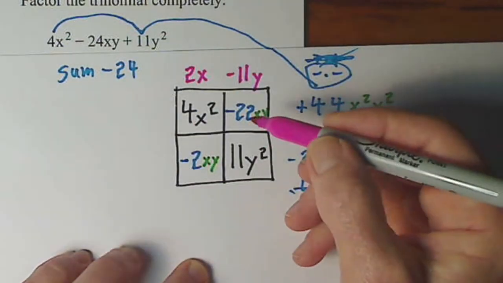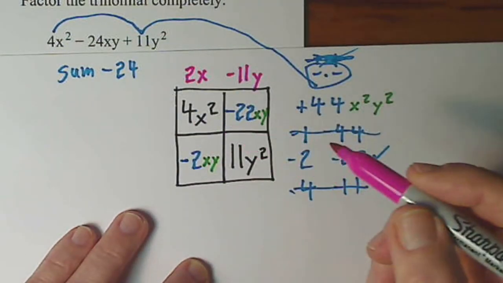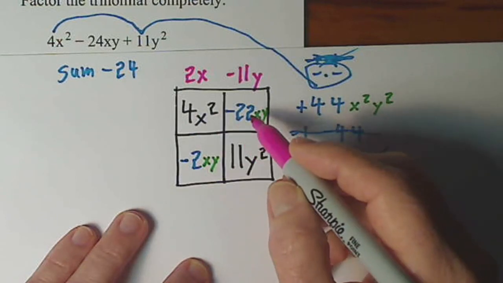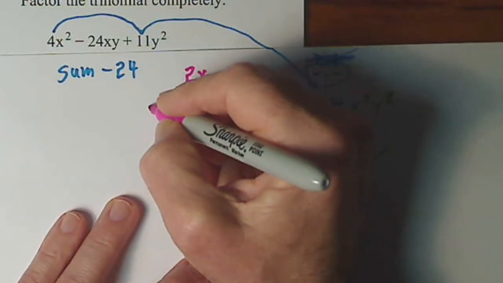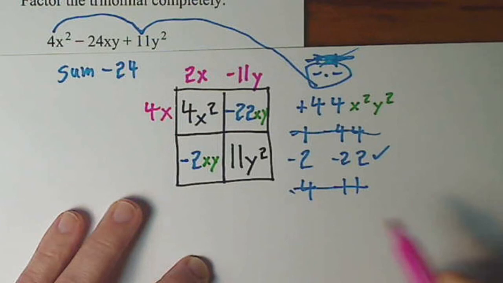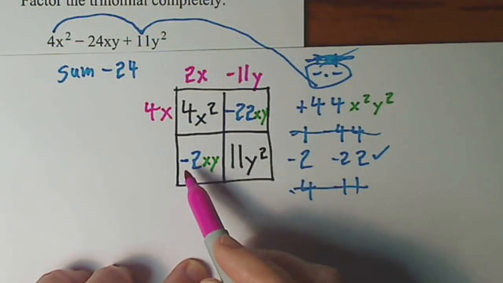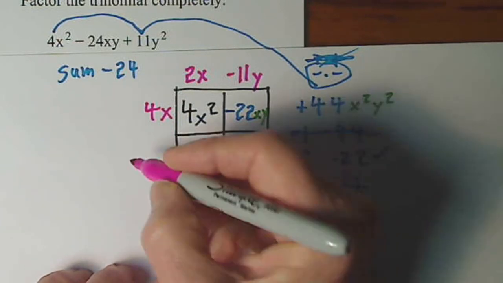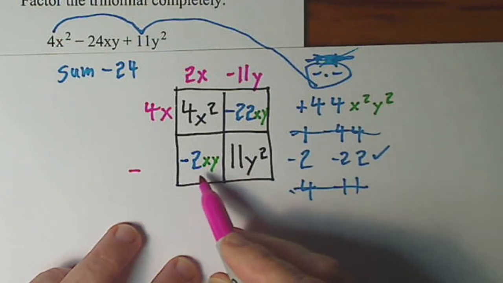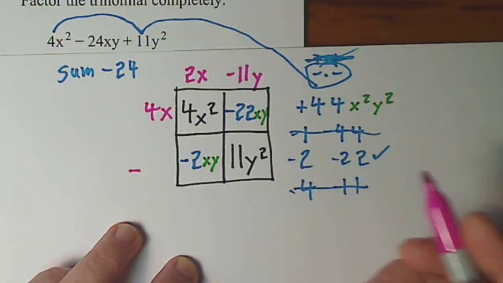Coming across, 4x is the greatest common factor. And then coming straight across here, this negative's almost out, so I'm pulling it out. It'll be a negative y.